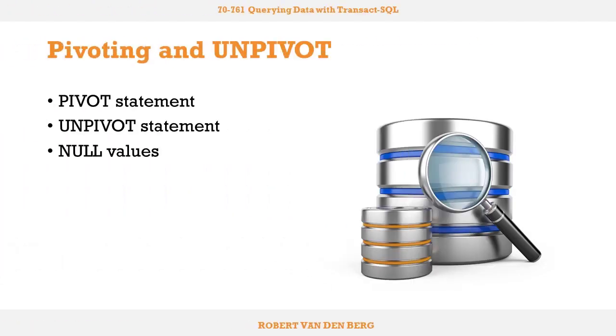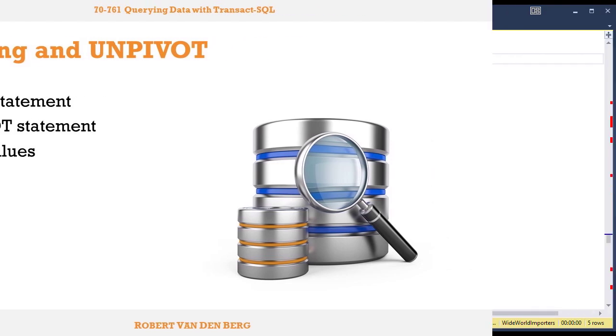The next exam objective is called Construct Pivot and Unpivot Statements to return desired results based on supply data. We will discuss pivoting and unpivoting, what it is and how to do it, and along the way we will pay particular attention to null values.